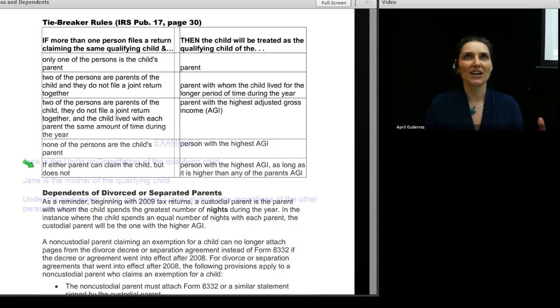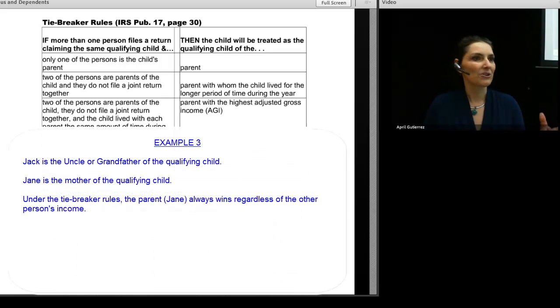So let's make Jack an uncle or a grandfather. Jack will not win as a grandfather. He does have a qualifying child, but if Jane says, Jack, you can't claim my child, she wins because she's the parent.